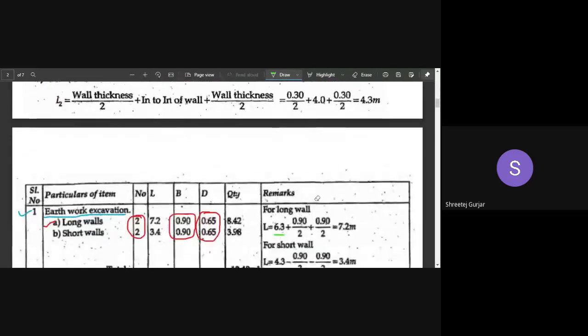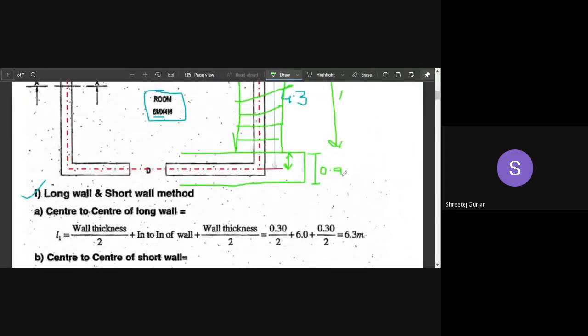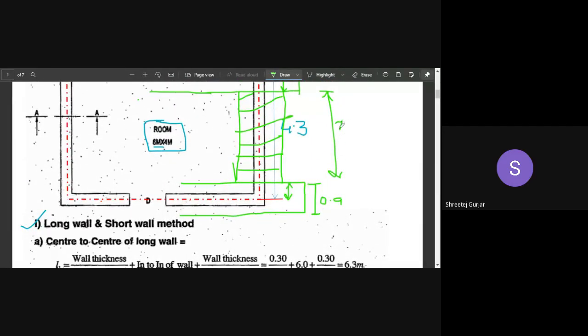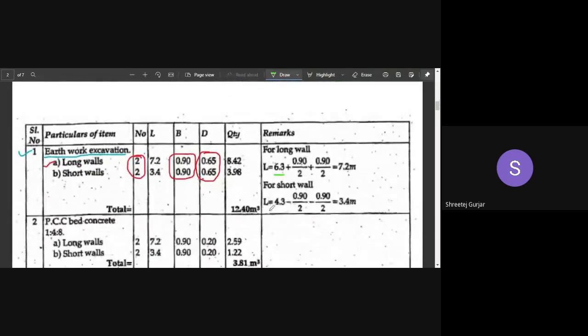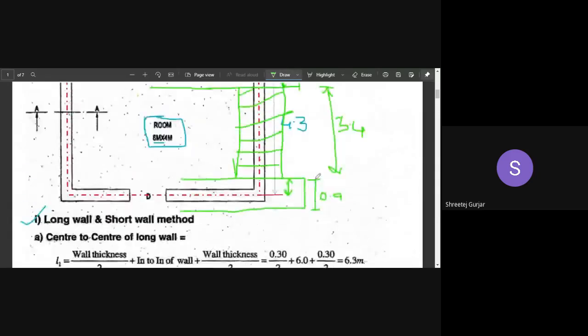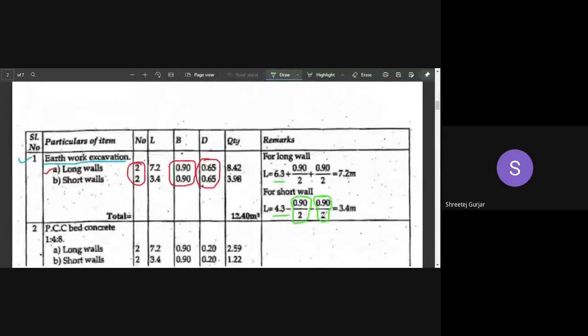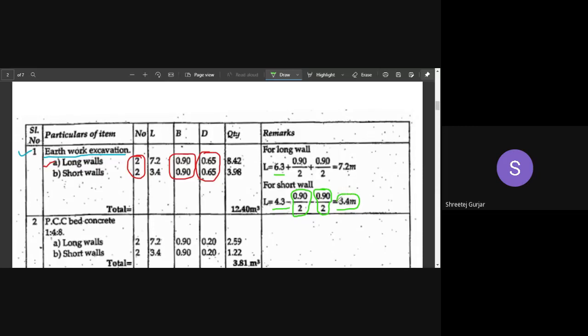It will be less than 4.3. It is 3.4. So this is 4.3 minus 0.9 by 2, which is half of our foundation width at the top, half of our foundation width on this side, the downside, and then this will turn out to be 3.4. So, understood how we have got 7.2 and 3.4? Very easy.